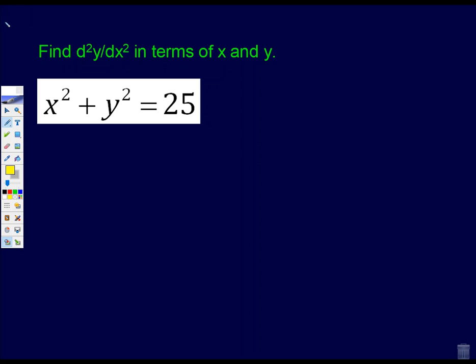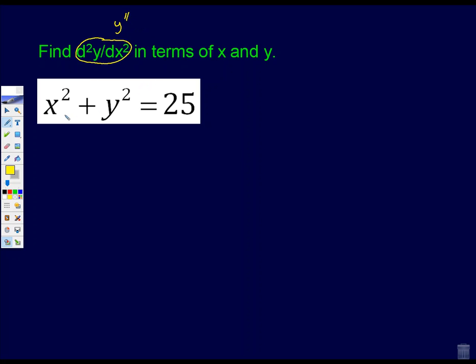The topic today is we want to differentiate the equation twice and find what we would call the second derivative, the derivative of the derivative. Okay, and that's what the symbol is right here. A synonym would be y double prime.